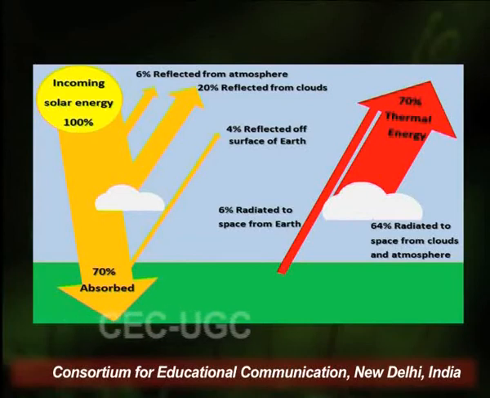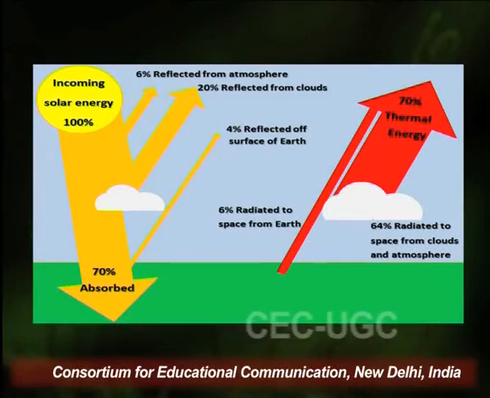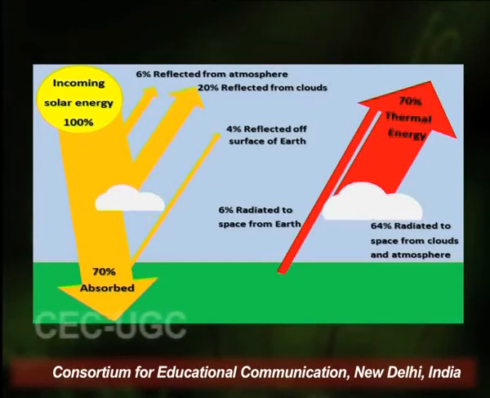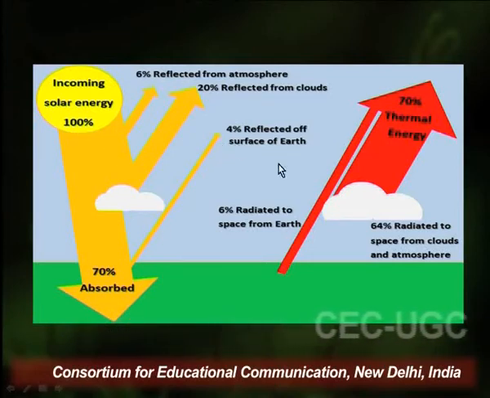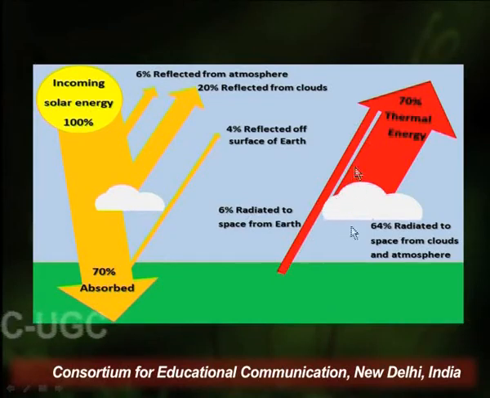This slide shows the same thing which I discussed: the incoming solar energy, which is 100%, of which 70% is absorbed and the rest is basically given out in the atmosphere. And this is the thermal energy which is absorbed or reflected back from the Earth's surface.